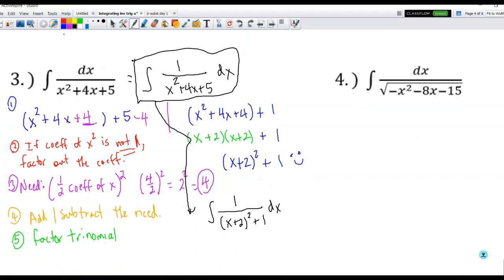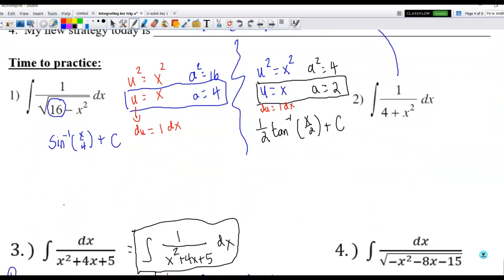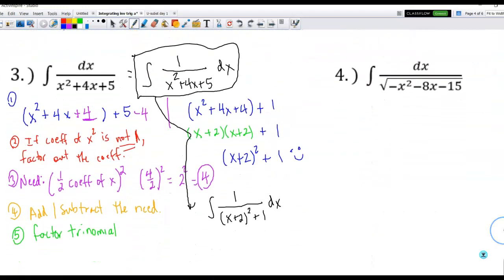Now when you go back up to the top of your paper, hopefully you can see that that is a u squared plus a squared situation. So we're looking at this situation right here, except we just have a bigger variable. So let's do what we did above. Take a moment, stop the video, try to do as much as you can on your own, and identify a squared, u squared, and a and u. So a squared is the constant of 1. Therefore, a, by taking the square root of both sides, is equal to 1.